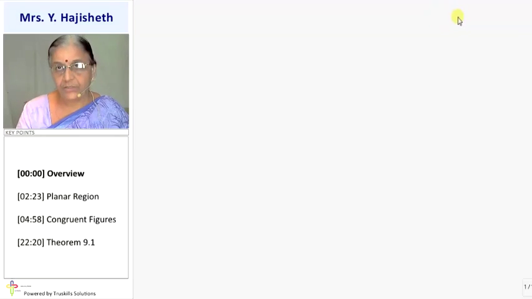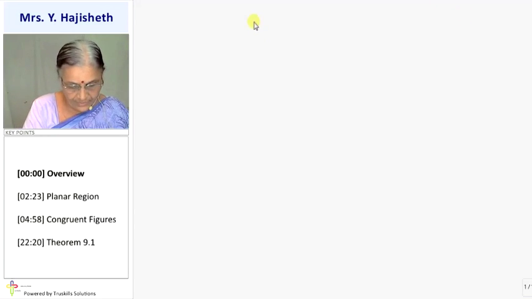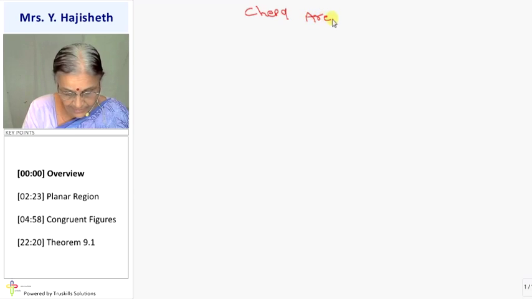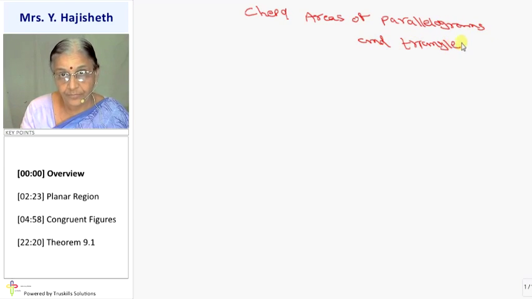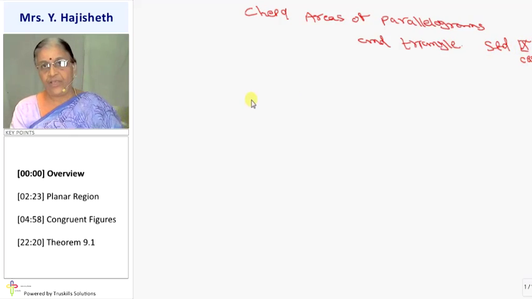Now see, children, today we will start a new chapter of Standard 9 CBSE Maths. That is chapter number 9. Name of the chapter is Areas of Parallelogram and Triangles.